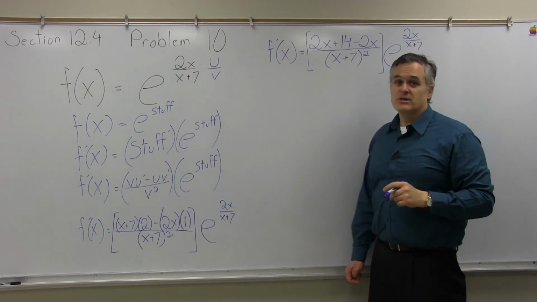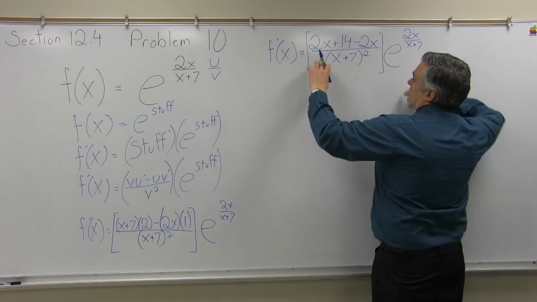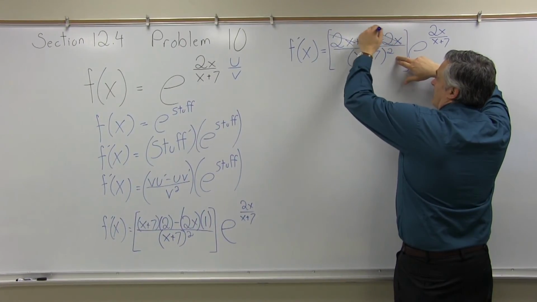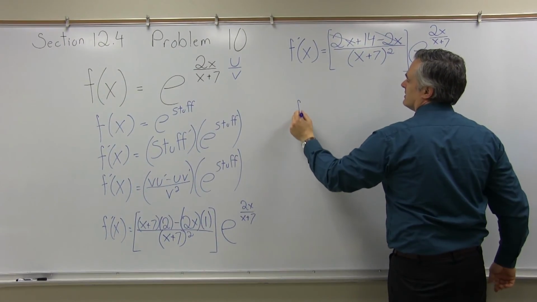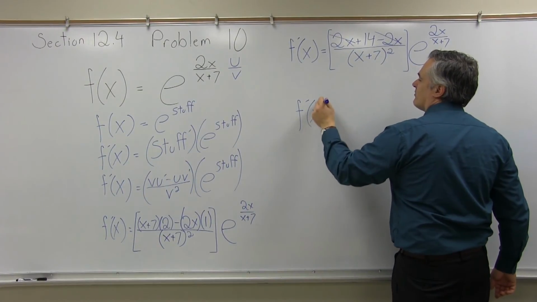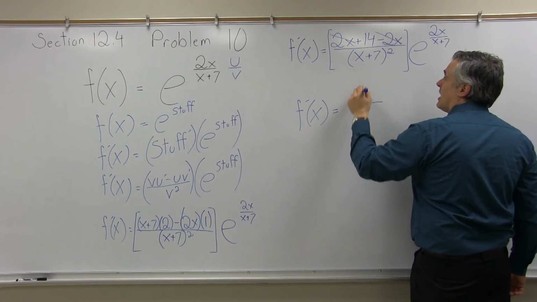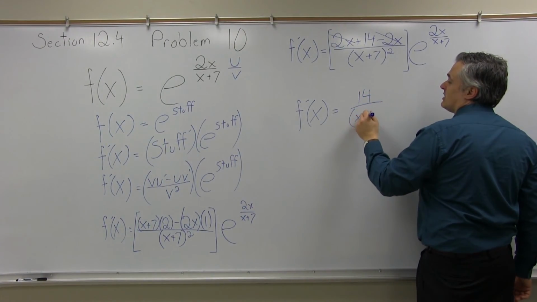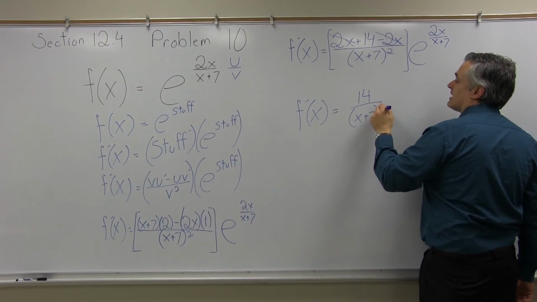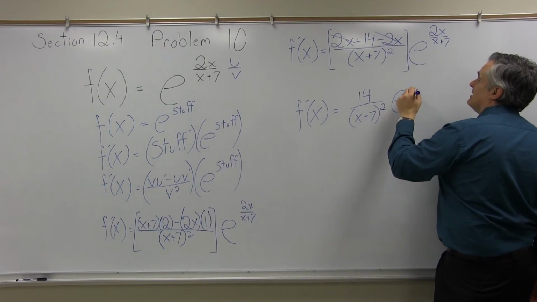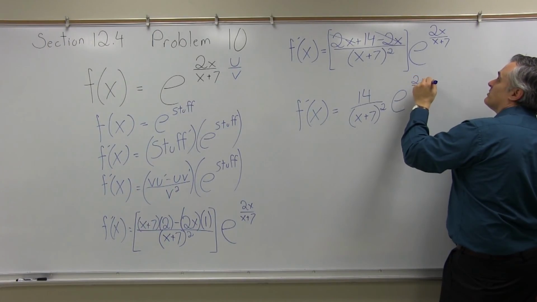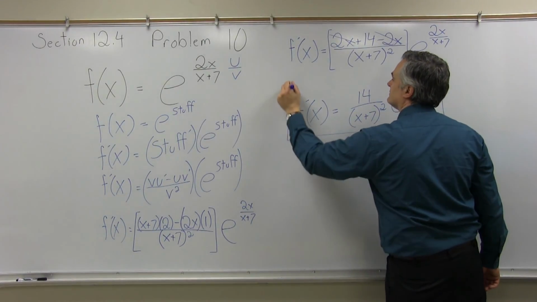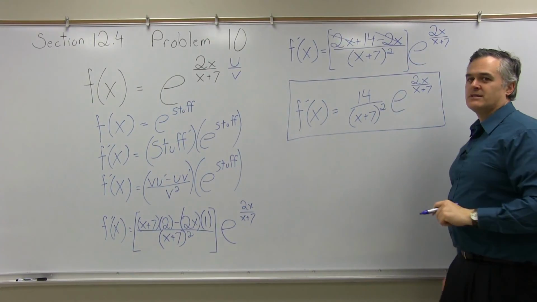And I can simplify it just a little bit more. Notice the part with the quotient rule on the left. In the numerator, I have a positive 2x, and a negative 2x. I can just cancel those. So that brings me down to f prime of x equals, the top of the quotient rule just simplifies down to plain old 14, positive 14. I have an x plus 7 in the denominator in parentheses to the second power, and that is times e to the fractional exponent 2x over x plus 7. And that's the final answer.